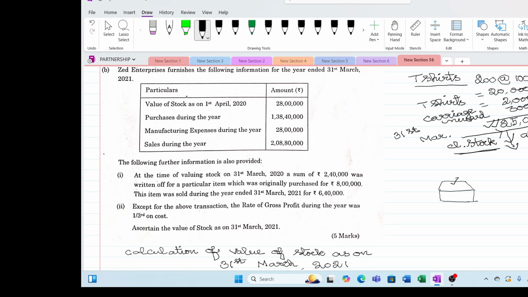Suppose I have sold some goods for 20,000. I didn't tell you the quantity of t-shirts sold. I gave you the value of sales. Sales is always cost plus profit. All of you know that.